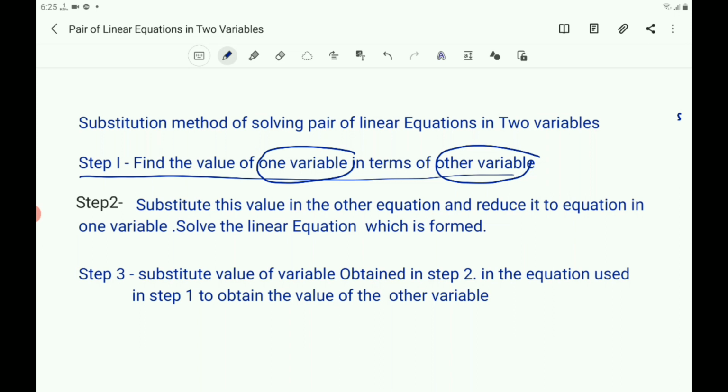So in step 1, we express one variable in terms of the other, and in step 2, we substitute that value in the other equation and reduce it to a linear equation in one variable. Then we solve that linear equation and get the value of one variable. The value of that variable is to be substituted in the equation used in step 1 to obtain the value of the other variable.